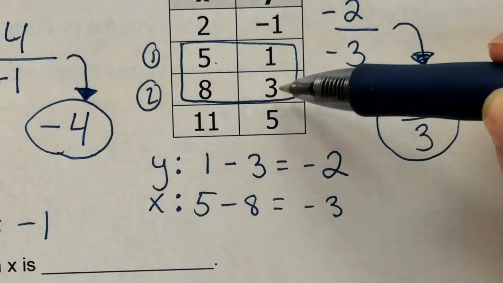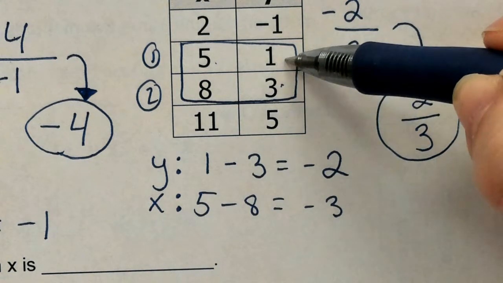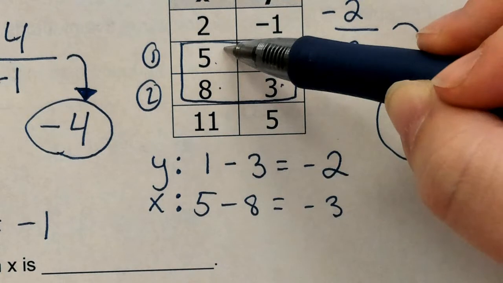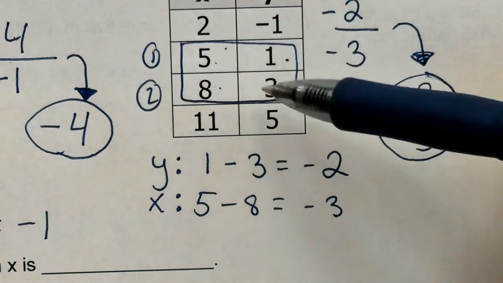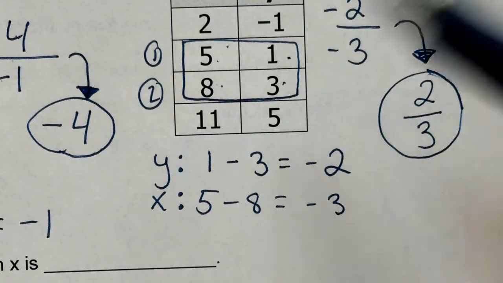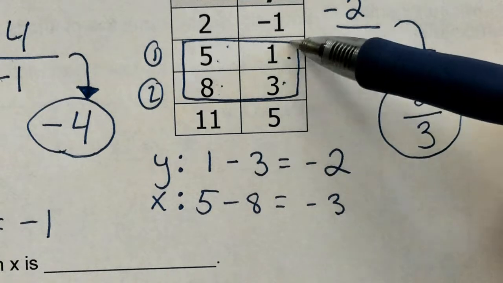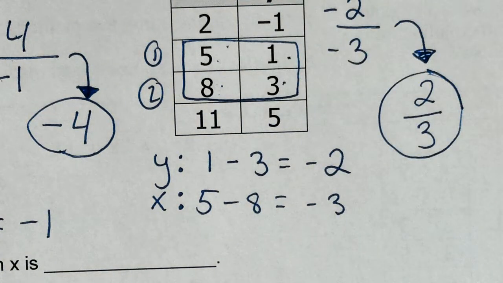Some of you might be asking, well, couldn't I have done 3 minus 1? You could have. We could have done 3 minus 1, we just would have had to do 8 minus 5. As long as you start with the first x or y value and follow it to the next one, you'll be fine. So you could do 5 minus 8 or 8 minus 5. You could do 1 minus 3 or 3 minus 1. You just have to go in the same direction for both of them.